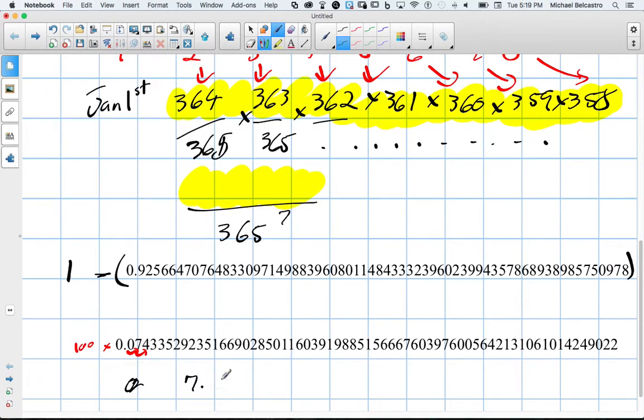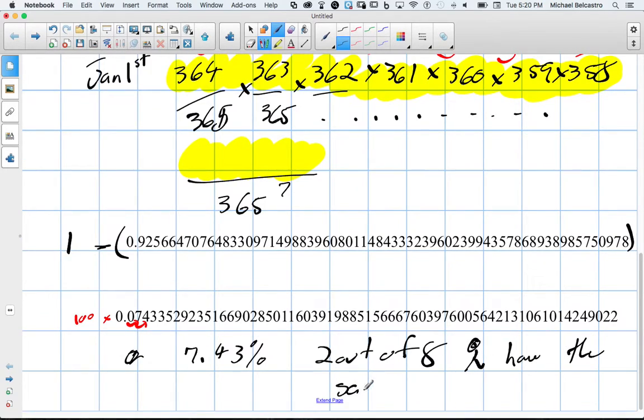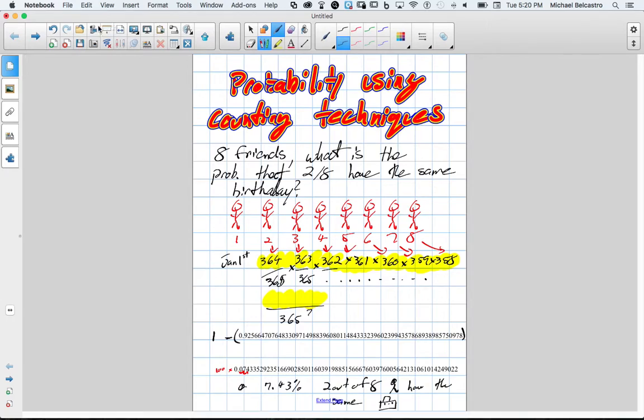It is about a 7.43% chance that 2 out of 8 friends, we'll draw the guy as a friend instead of writing the word, have the same birthday. We'll draw a wonderful cake for birthday. Birthday, yay! My friend and her sister. My sister and her friend had the same birthday.